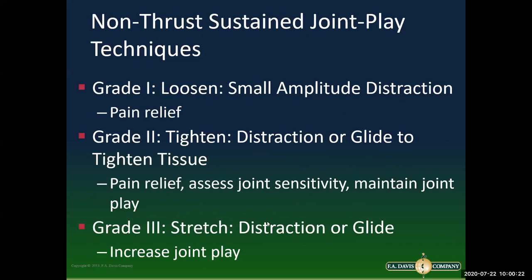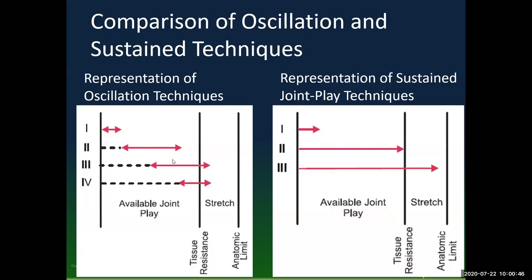These are non-thrust sustained, right? So this is where we start getting into stuff like distraction. So small amplitude, a small amount of distraction, very low amplitude. Amplitude is that waveform, right? Grade two, we get to the area of tight tissue and stop. Grade three, we get to the area of tight tissue and we stretch into it. So this is the difference between an oscillation technique and a joint plane stretch technique.